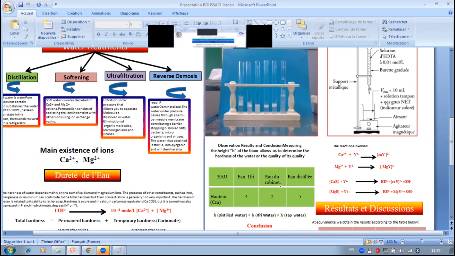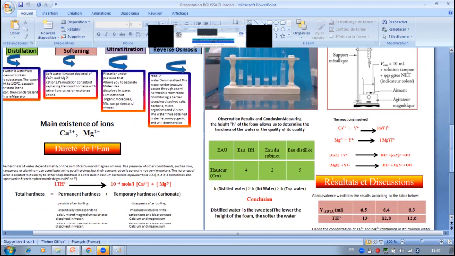We can see the distilled water has the highest foam. Distilled water is the softest. The lower the height of the foam, the harder the water.